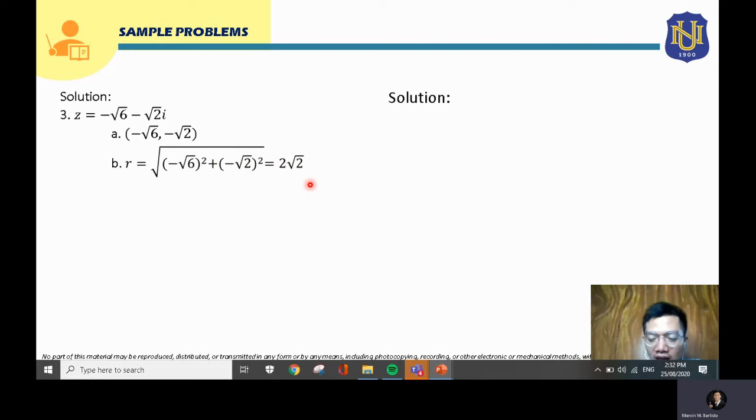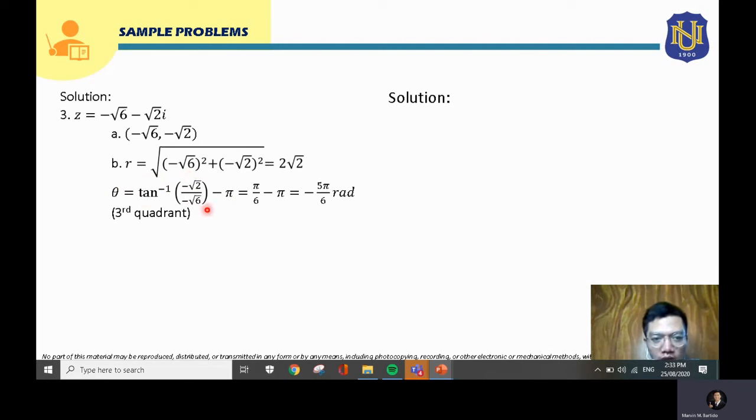Now, before solving for theta, again, you have to consider first the location or the quadrant where the complex number is located. The given is negative square root of 6 minus square root of 2i. Since the real part is negative, it's on the left side of the x-axis, right? And since the imaginary part is negative square root of 2, it is located at the lower part of the imaginary axis. Meaning to say, our complex number here is in the third quadrant, right? So for complex numbers in quadrant 3, the argument will be arctangent of y over x minus pi.